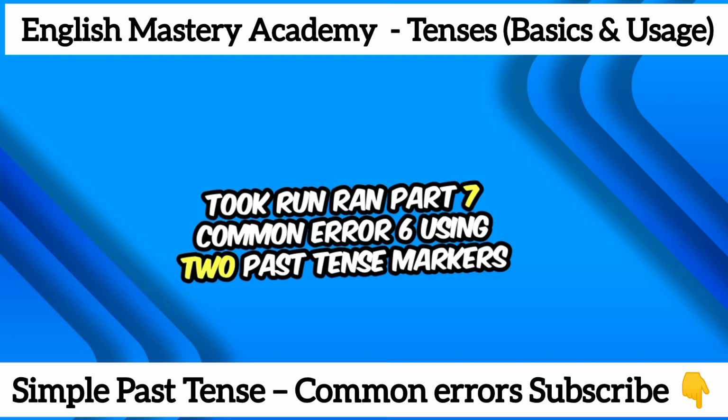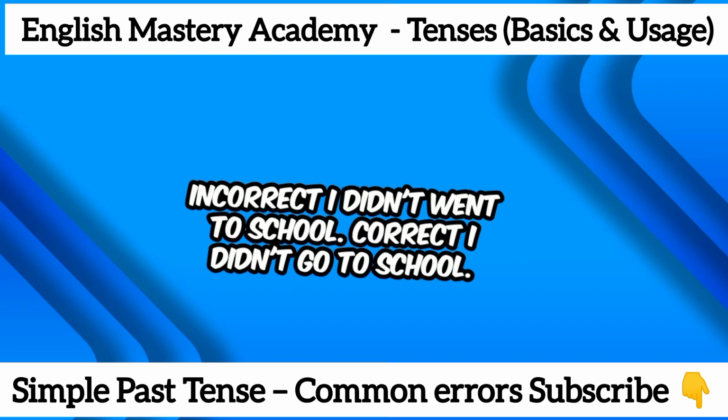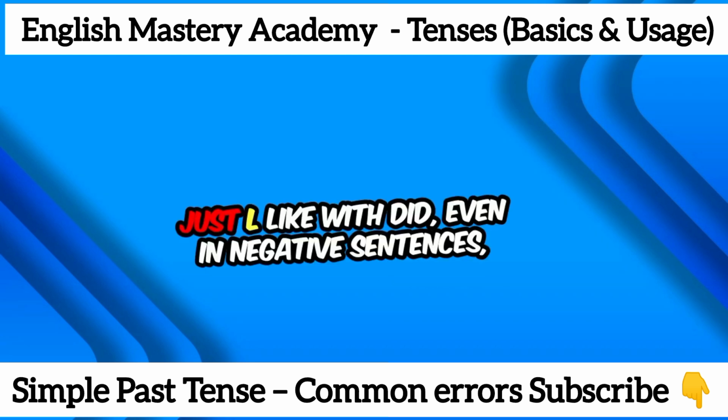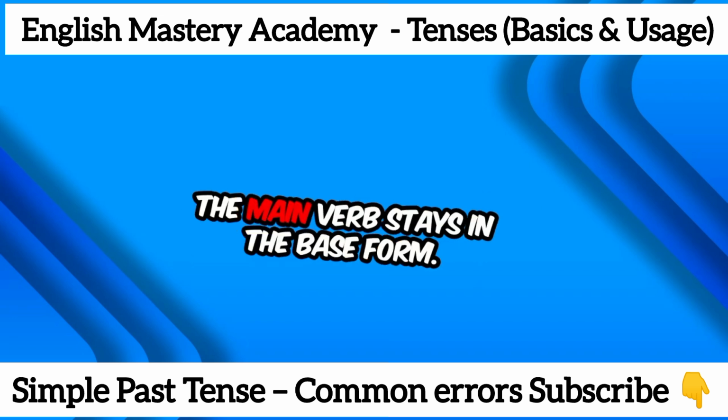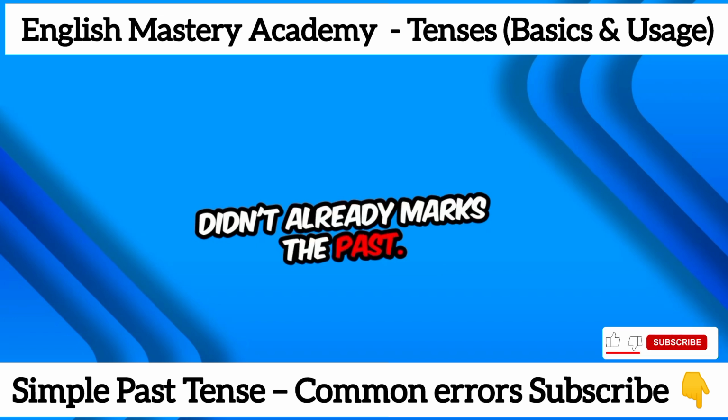Part 7. Common error 6. Using two past tense markers. Incorrect: I didn't went to school. Correct: I didn't go to school. Explanation: Just like with did, even in negative sentences, the main verb stays in the base form. Didn't already marks the past.